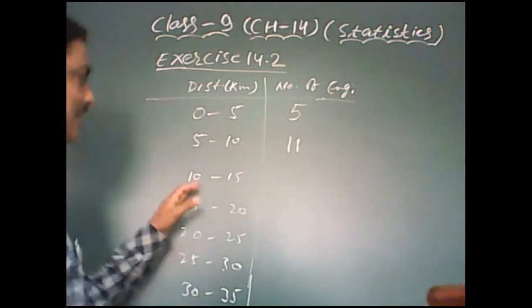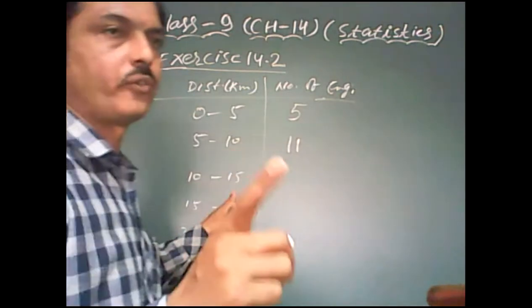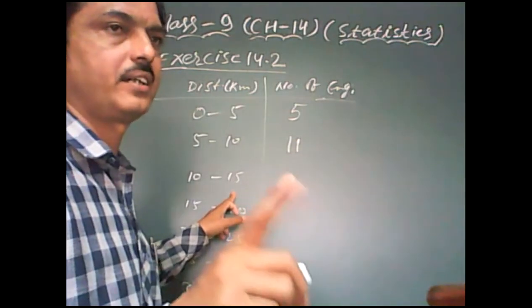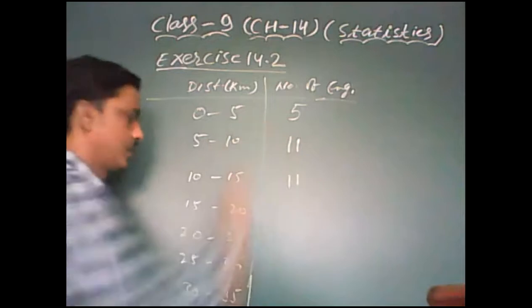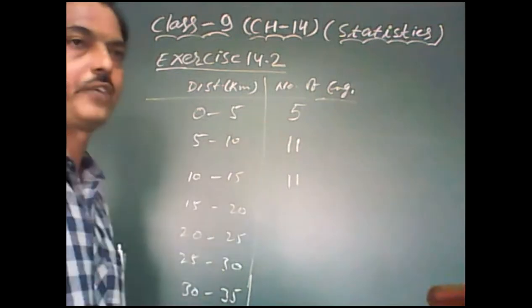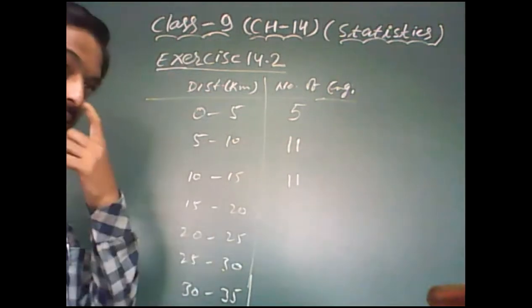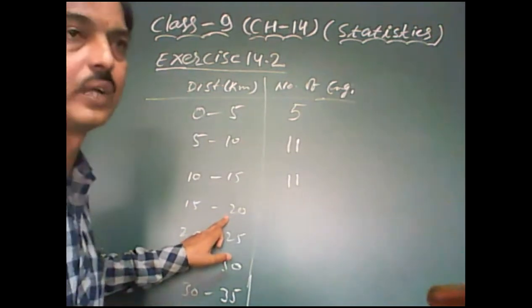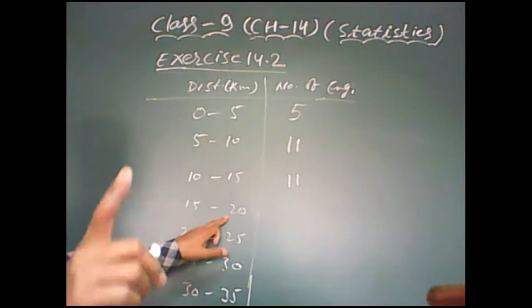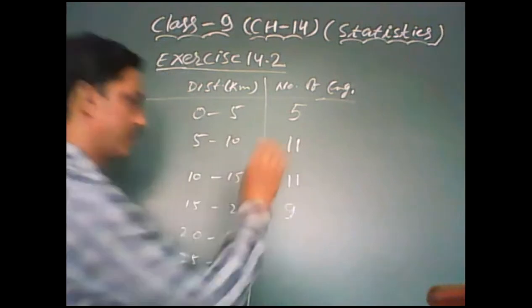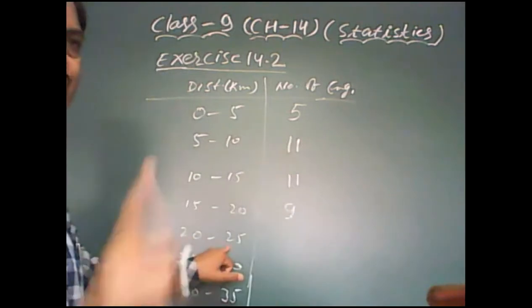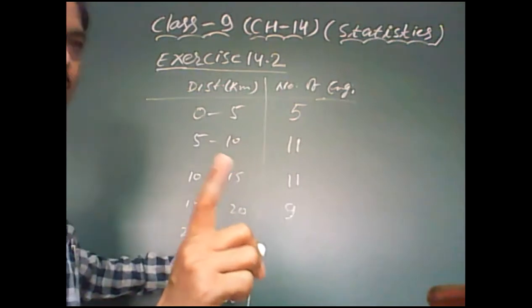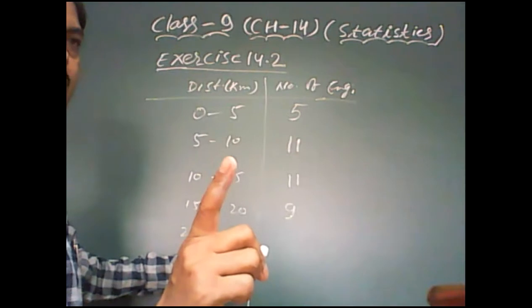And you see that 10 to 15 again is 11. Now 15 to 20: how many engineers have distance 15 to 19 actually, since 20 is not included here? So calculate, that is 9. Now 20 to 25, check. 20 to 24 actually, 25 is not included. So there is only 1.